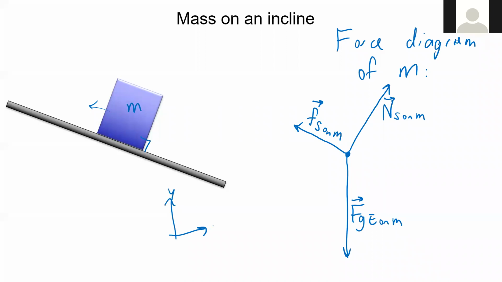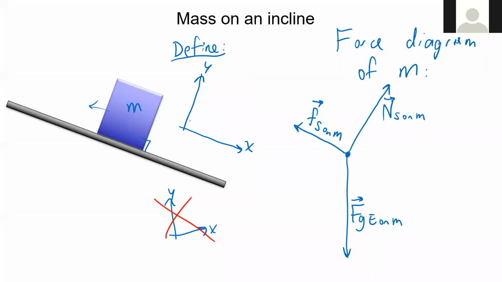You could do Y up and X to the right, in which case the gravity force would be in the negative Y direction. And these forces would have their diagonals. But that's one way of doing it. What I'm going to do is define my axes to be tilted. This is what I like to do. You can do it both ways, and both ways you can solve problems.